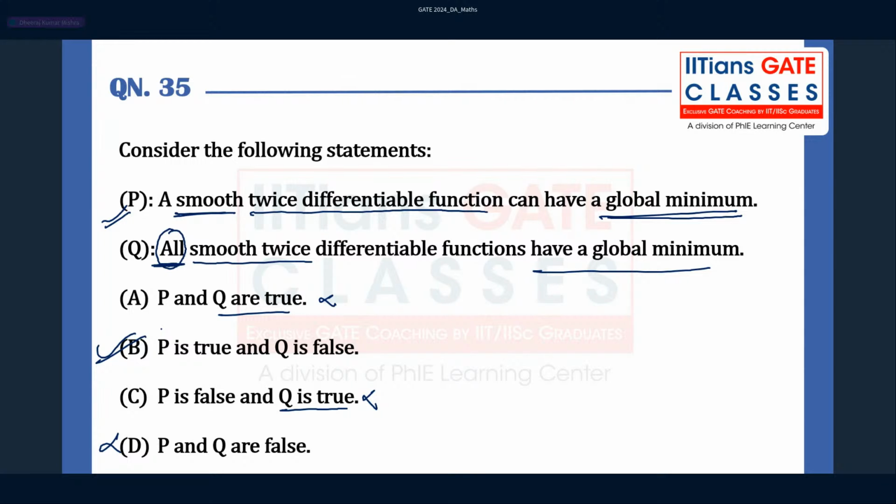Okay, so you can also take some examples and then verify this. But here, if you know the concept, since they are giving you a generalized statement, all smooth twice differentiable functions have global minima, this can be wrong also, right? If you take any quadratic polynomial and differentiate two times, you can get global minima over there, right? So this is one of the very easy questions, and you can get the answer, right?